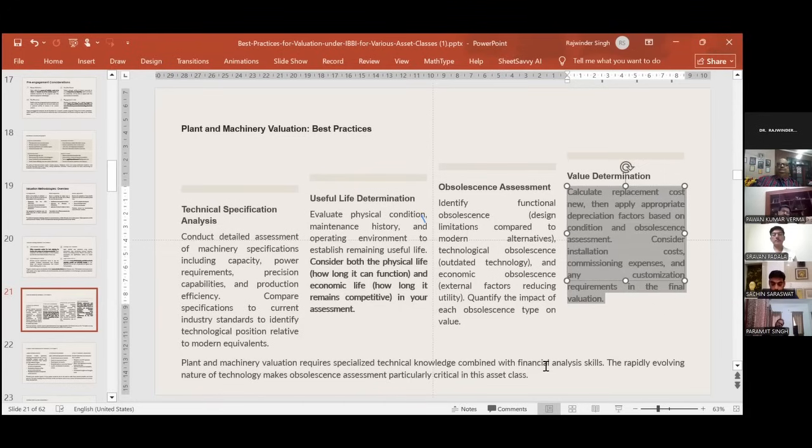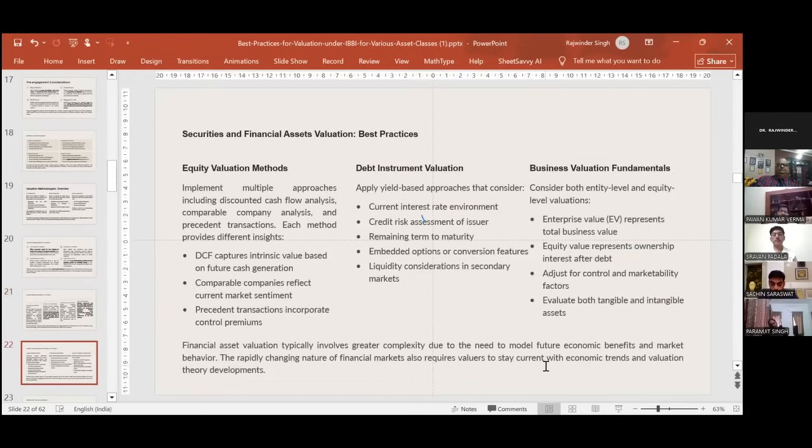Then for security and financial asset valuation, the first thing is equity valuation methods.